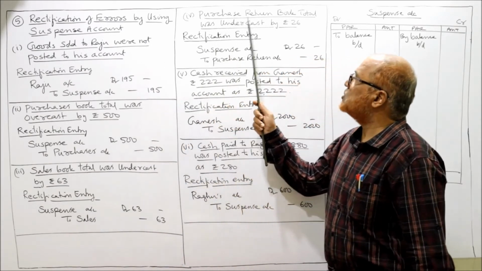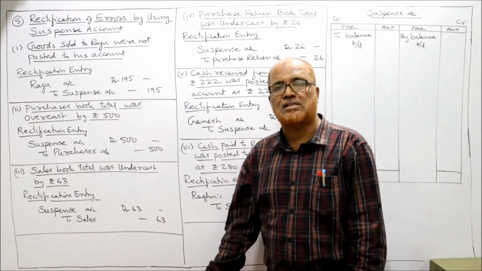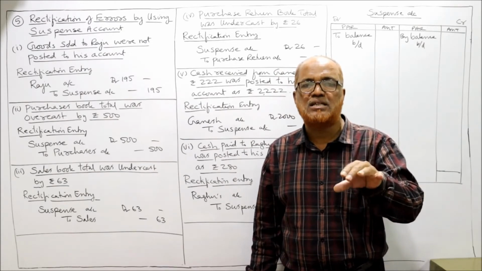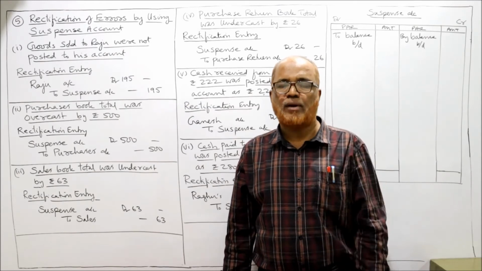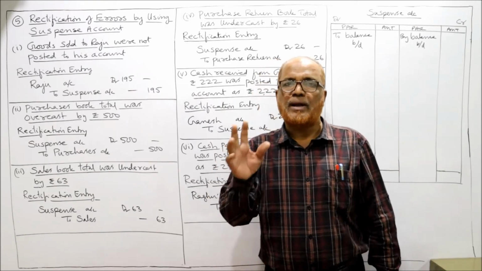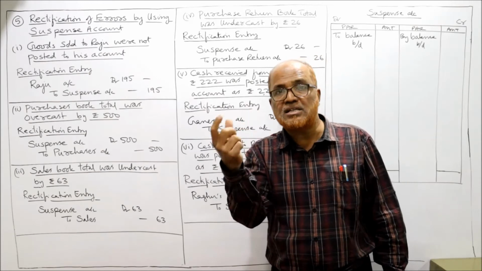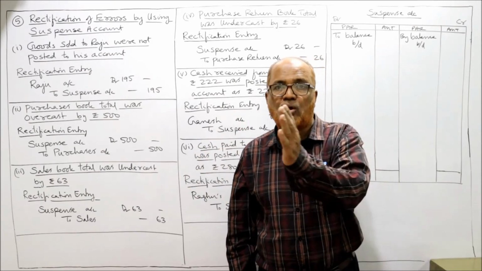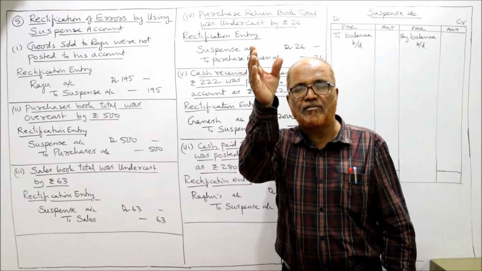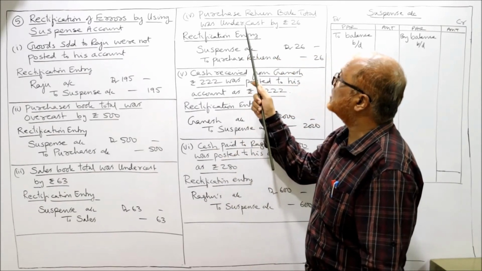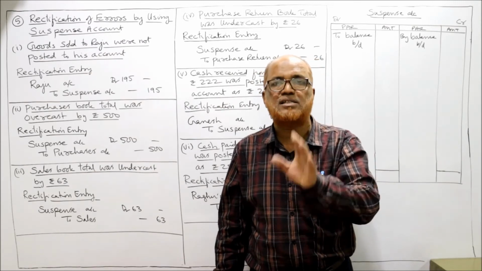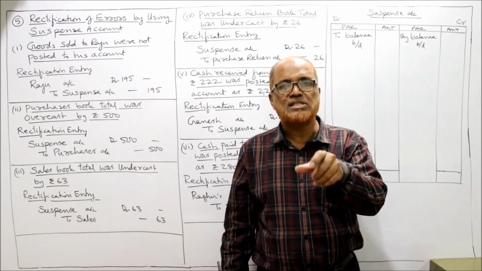Next, the fourth one: purchase returns book total was undercast by rupees 26. Purchase return book is also a subsidiary book in which all purchase returns are recorded. What is the entry for purchase return? Supplier's account debit to purchase return account. See here, purchases will show a debit balance, and purchase return will show a credit balance. So purchase return account will be credited and supplier's account should be debited when we make a purchase return. While totaling the purchase return book, there is undercasting, taken less. So purchase return account was taken less on the credit side.